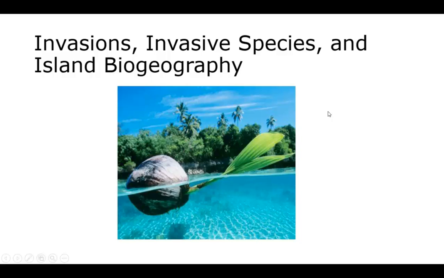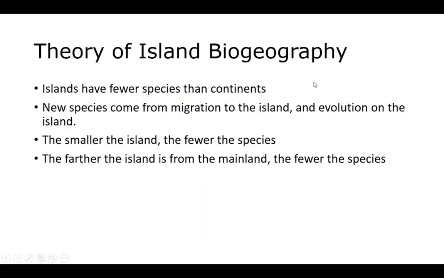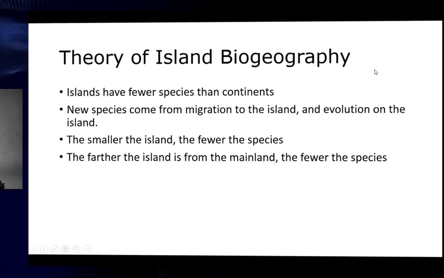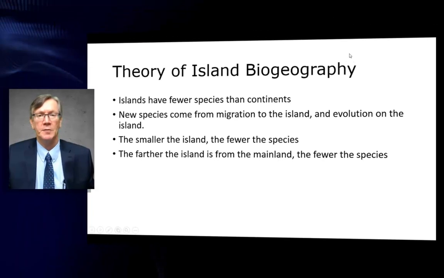Invasions of invasive species in island biogeography. Do you recognize the migratory species here? This is a coconut. Theory of island biogeography. Islands have fewer species than continents. New species come from migration to the island and evolution on the island. The smaller the island, the fewer the species. The farther the island is from the mainland, the fewer the species.